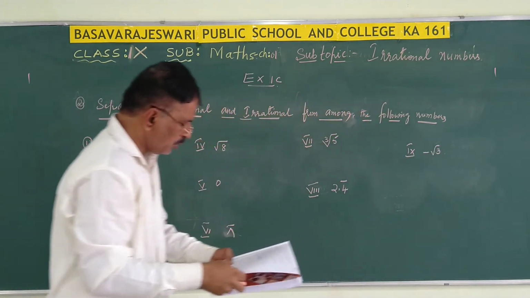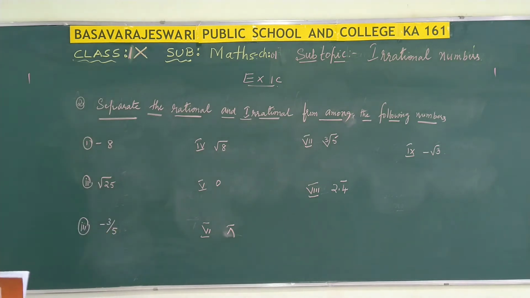Yes, please copy down all these questions. You need to tell which of them is a rational number and which is an irrational number among these. Yes, I repeat the question: -8, root 25, -3 by 5, root 8, 0, pi, then 3 root 5, cube root 5, 2.5 bar, minus root 3.